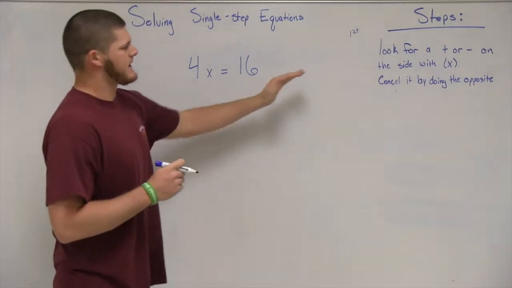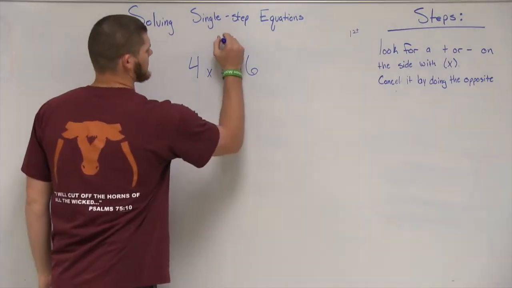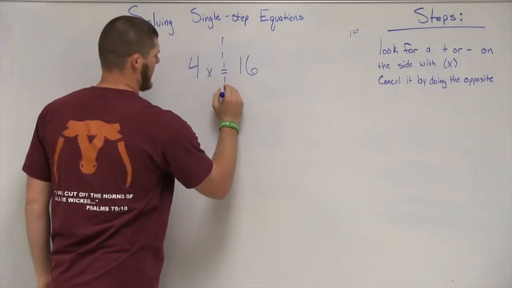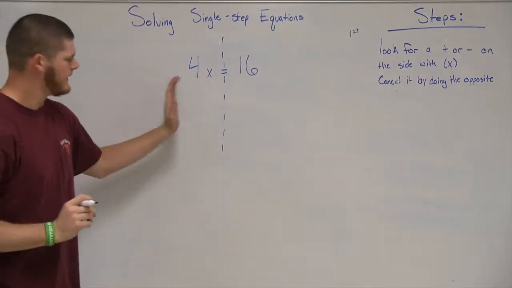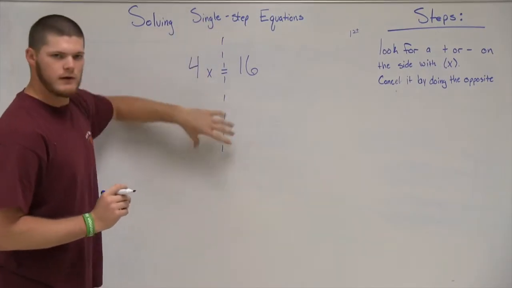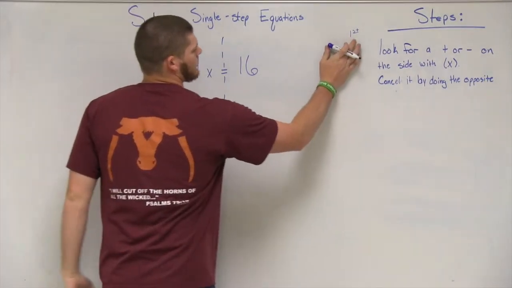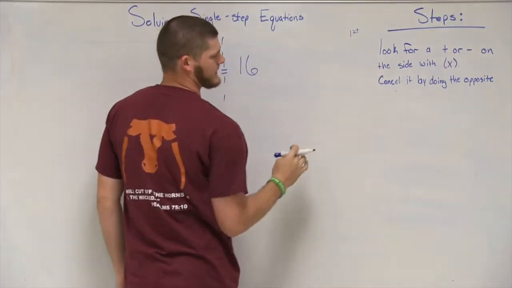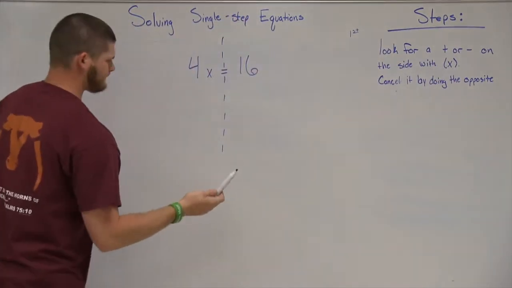When we solve a single-step equation, we learned yesterday the easiest way to keep track of what we're doing is to make a divider line at our equal sign. This just helps us keep track of what's on the left and what's on the right. It helps us keep track of where our two sides are. So, we learned that our first step when solving a single step equation is look for a plus or minus on the side with x.